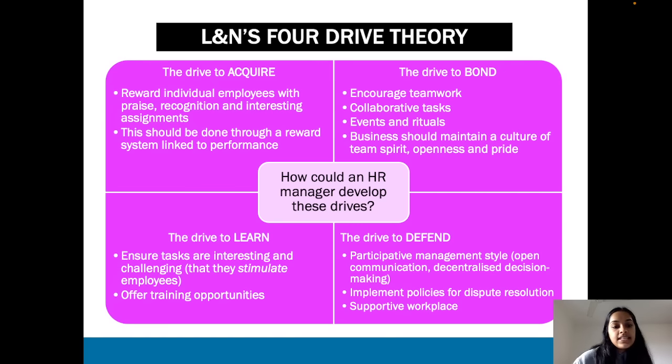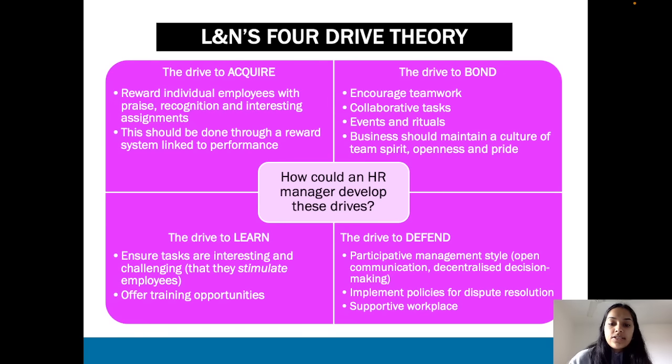So this could mean that tasks are interesting and challenging, so that they stimulate employees. They're not just easy, so that the employee isn't really challenged in any way. If the employee is challenged, there's a lot more opportunity for them to learn more about a particular subject. So that's definitely addressing the drive to learn, and even offering training opportunities, where the employee can continue upskilling themselves, learning more about a particular area so that they're able to complete the job a lot more effectively.